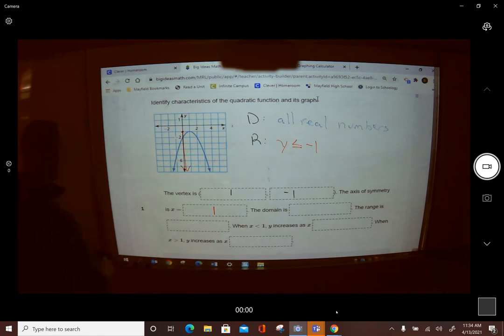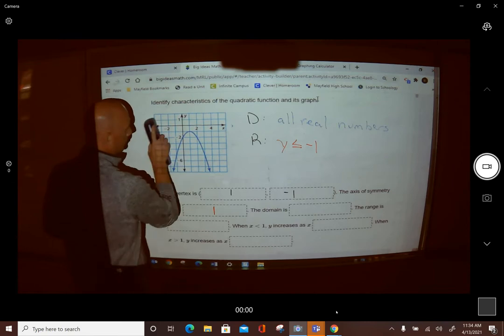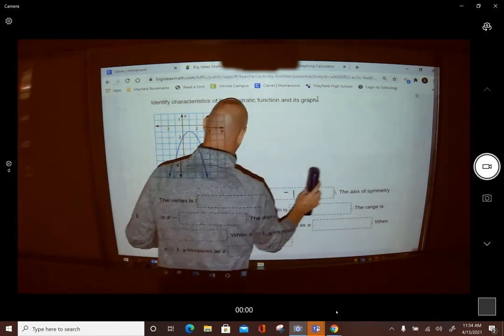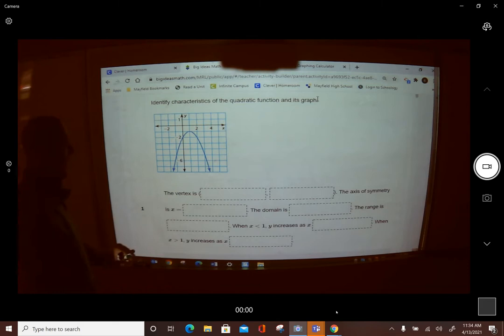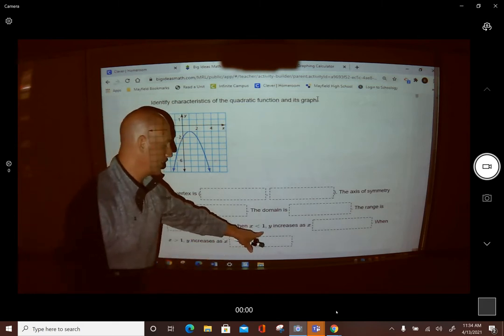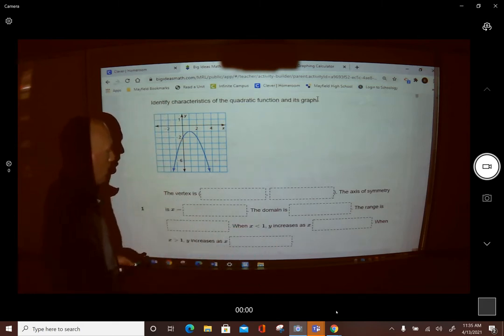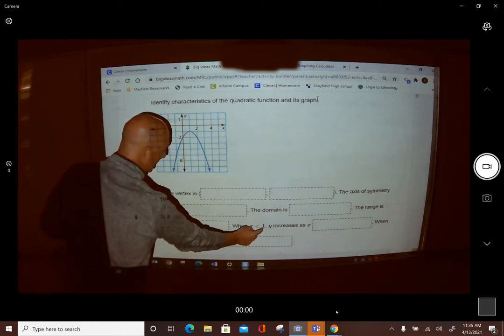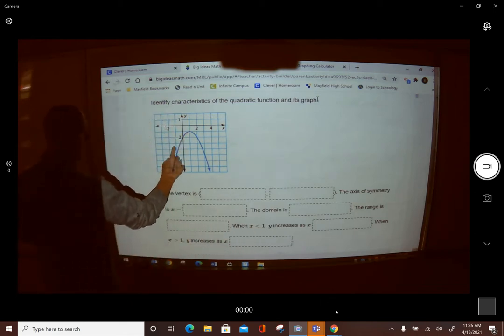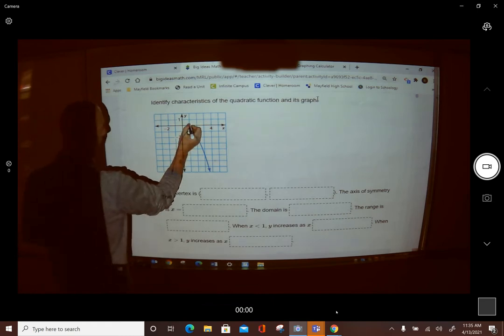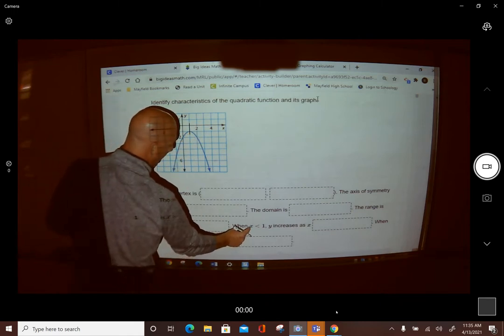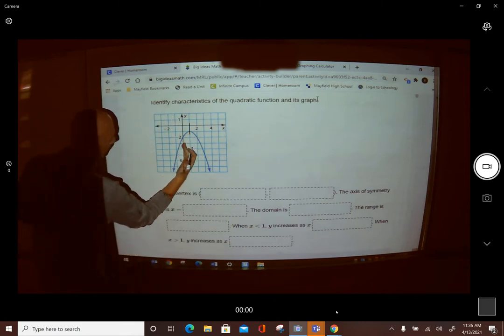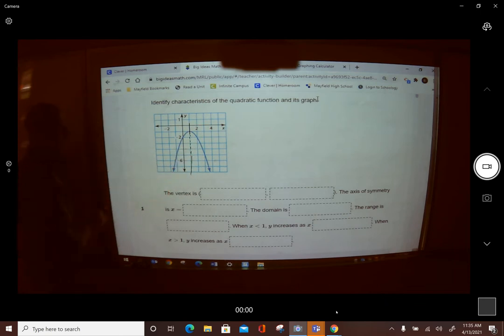Now, this next part can be a little confusing. So you've got to read through this pretty carefully. When x is less than 1, okay, y increases as x blank. So this takes a little bit to figure out. When x is less than 1, so we're talking about over here. Does that make sense? So here is where x is 1. If we're talking about when x is less than 1, we're talking about the left side of the graph, okay?